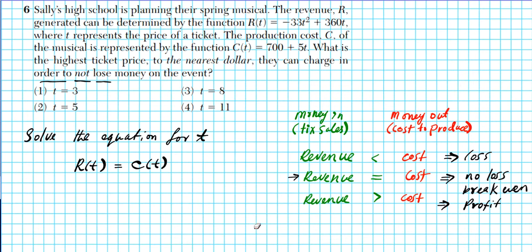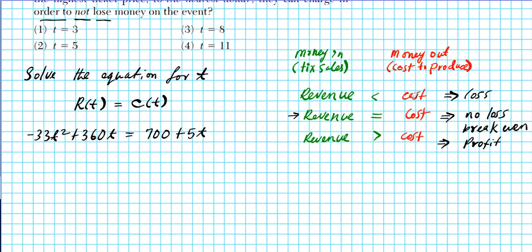So what we're going to do is just simply substitute the value of each function in this equation. R of t is negative 33 t squared plus 360 t, and C of t is 700 plus 5t. Now if you take a look at this equation, you notice that we have a quadratic equation because the highest degree is 2. So how do we solve quadratics?